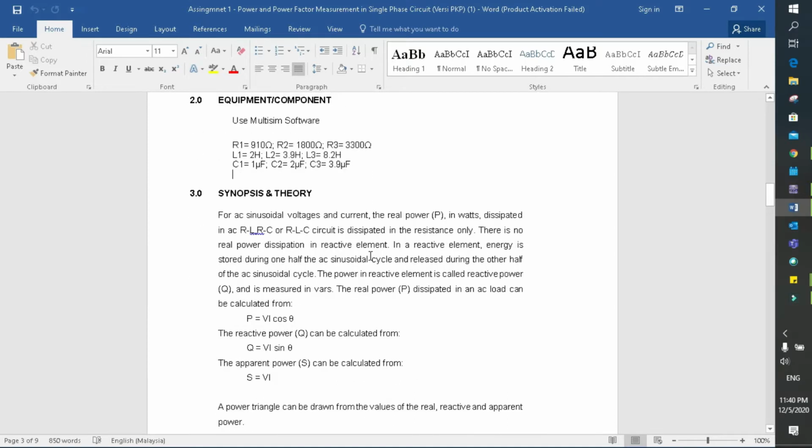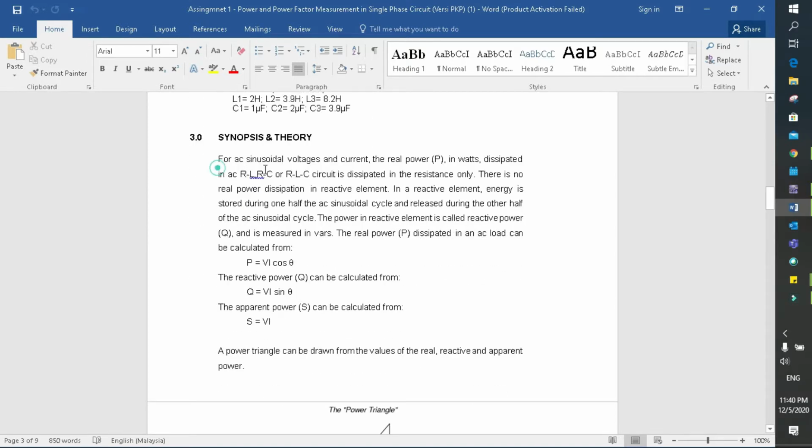Go to the synopsis and theory. What are they talking about? The real power dissipated in an AC load can be calculated from this. What is P? What is Q? And what is S? A simple explanation: Q is known as reactive power. S is apparent power. And P is real power.